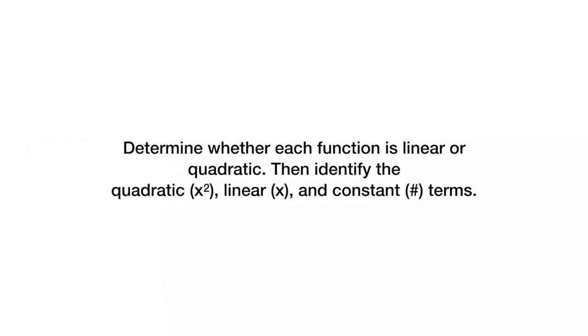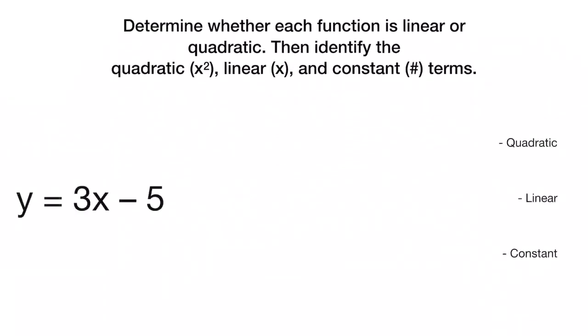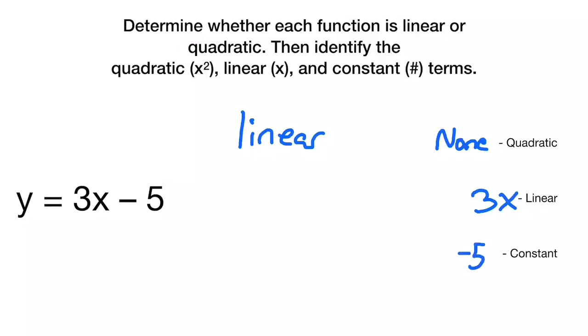First, what we're going to do is determine whether each function is linear or quadratic, then identify the quadratic, linear, and constant terms. So here's our first term. y equals 3x minus 5. In this case, because there is no x squared, it is a linear function, which means there are no quadratic terms. Now our linear term in this case would be the 3x, and our constant would be the negative 5.